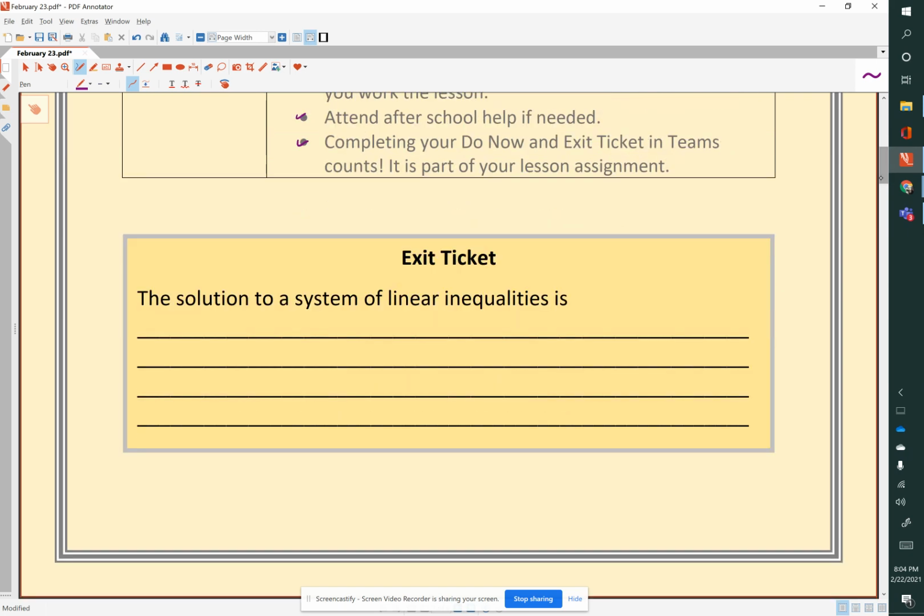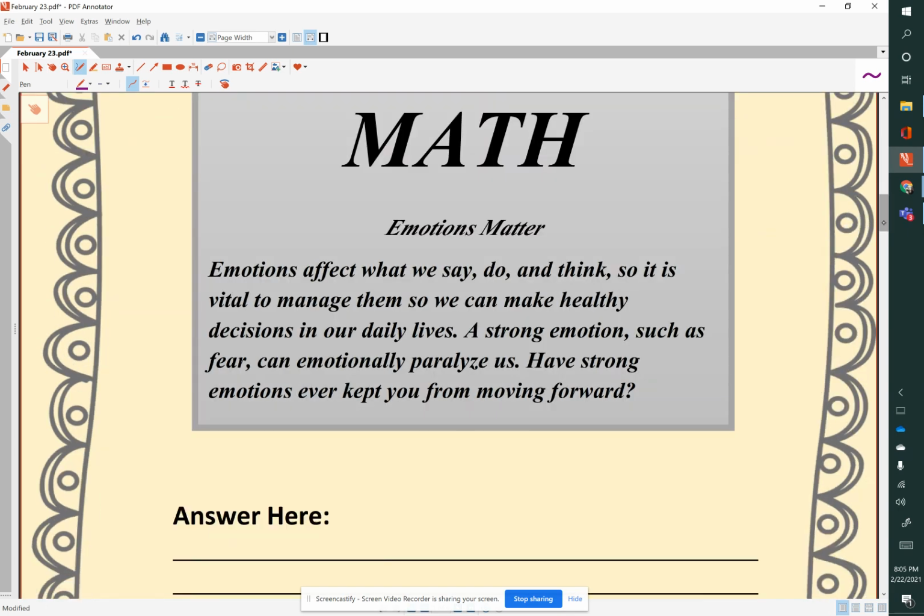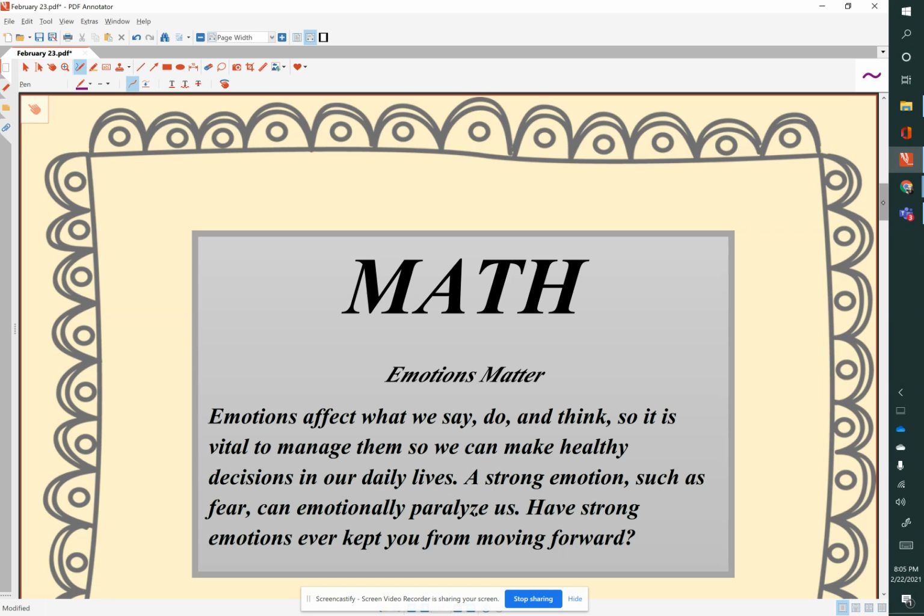So let's start. There's our exit ticket. We'll come back to that. Let's start with our do now. It's an interesting do now today. It says emotions matter. Emotions affect what we say, do, and think, so it is vital, meaning it is very important, to manage them so we can make healthy decisions in our daily lives.